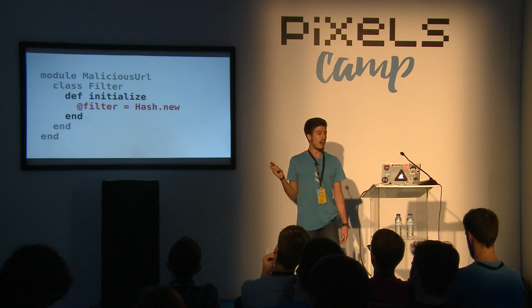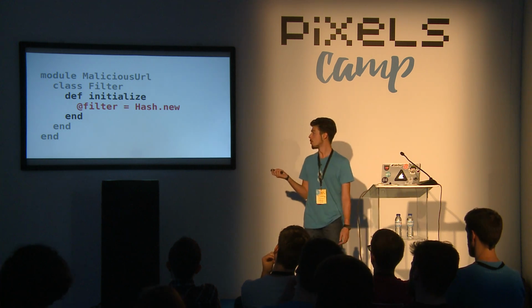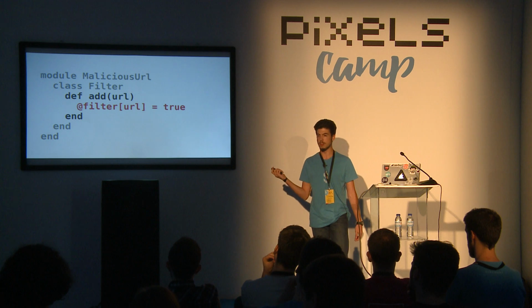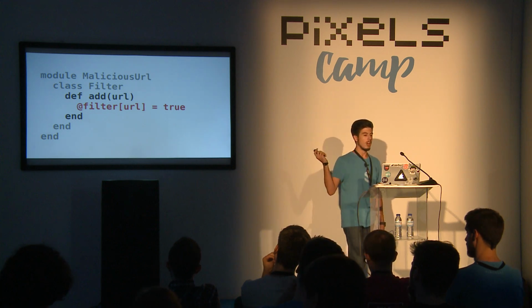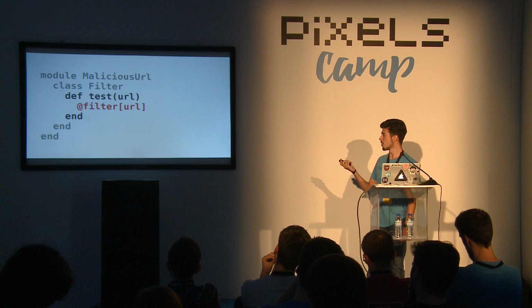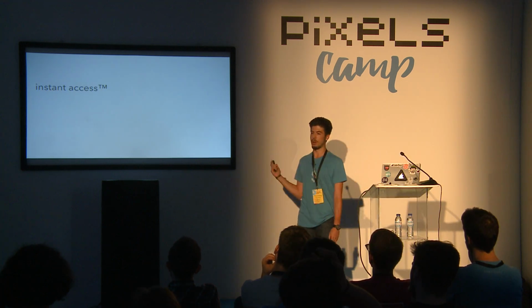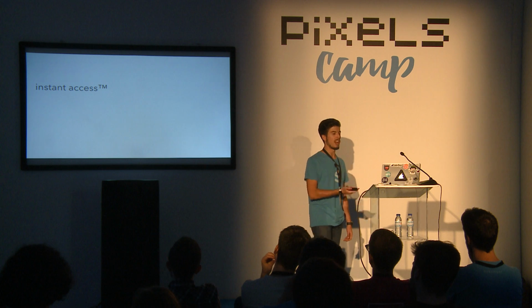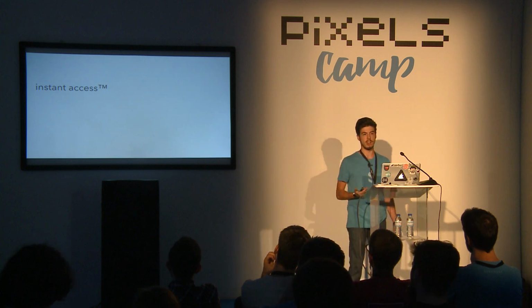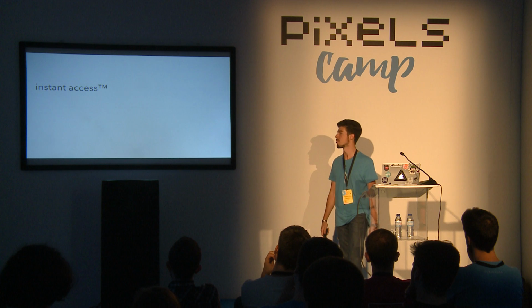So how do we add something to the Bloom filter? We just go in, use the native function, and we set that value to true. And how do we test it? We simply retrieve that same value from the hash. And this has a great upside, which is we're using hashes, so we have instant access. And that's a good thing. It's going to be fast.